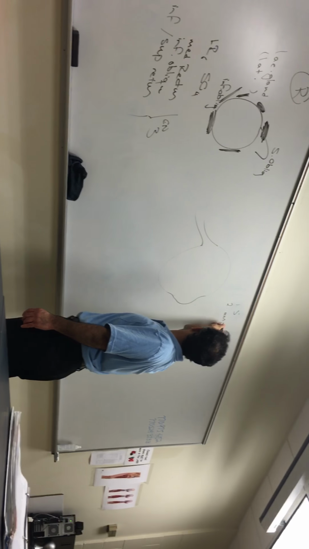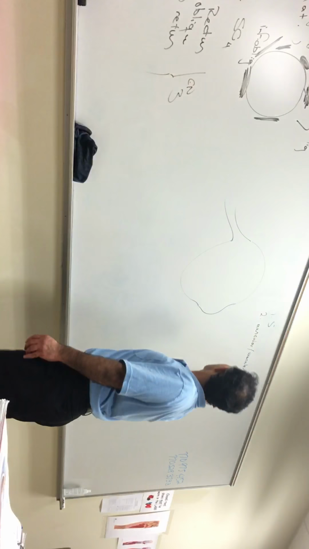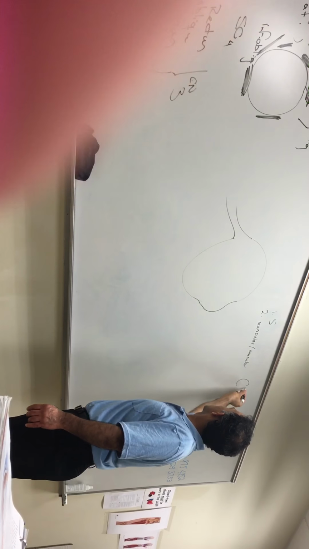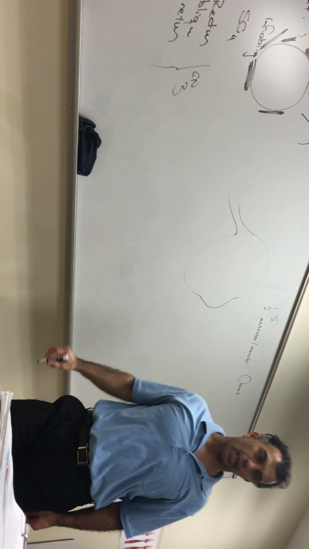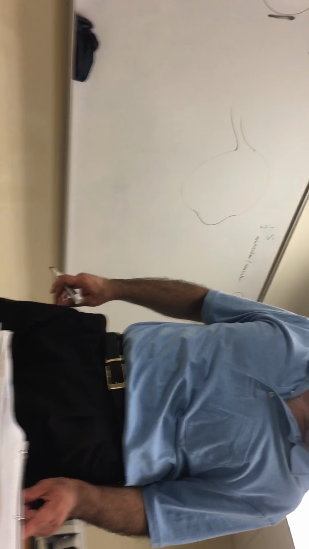The second layer is the muscular layer because it's muscular. It also has vessels, so we're going to call it the vascular layer. And we call it choroid. So choroid is the second layer. You see the choroid? So the second layer of the eye is the choroid.